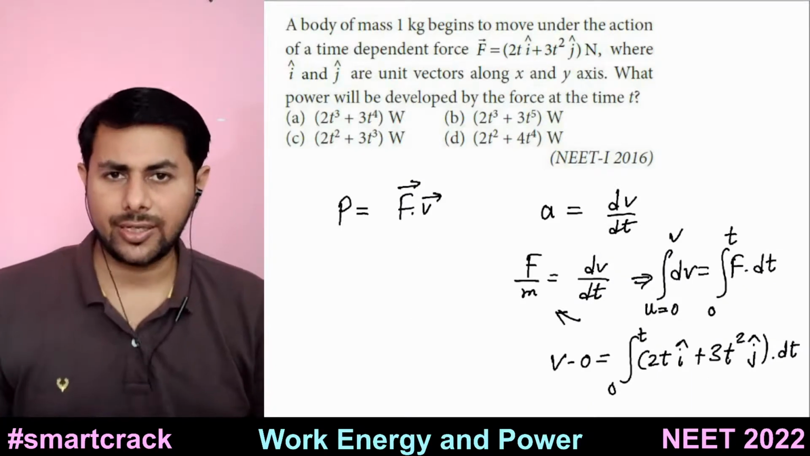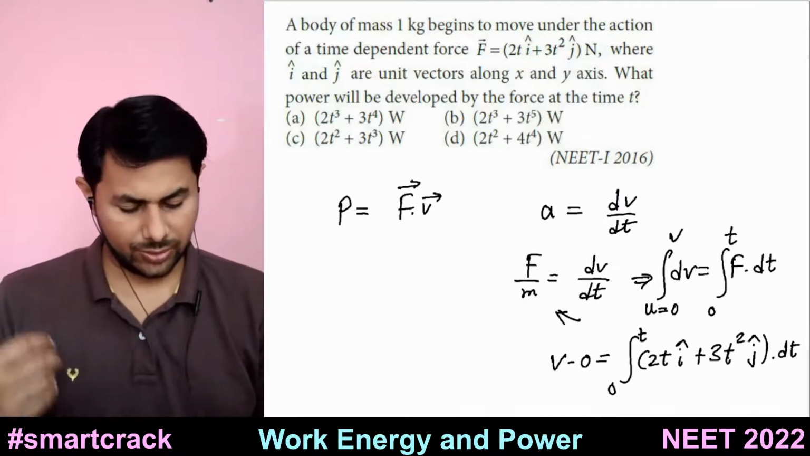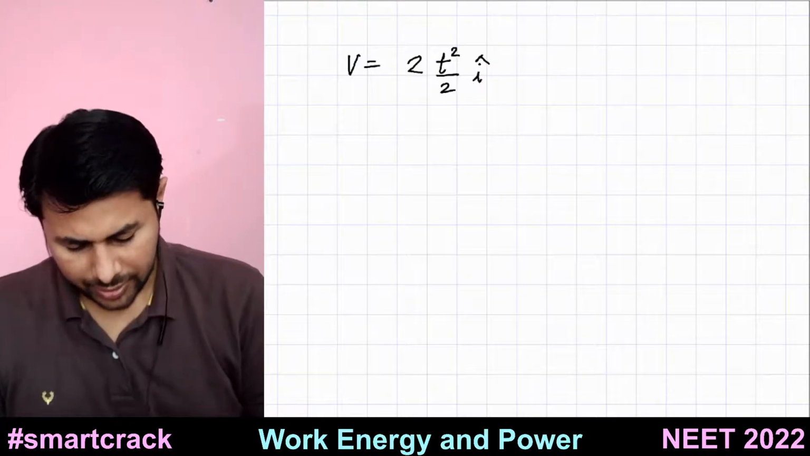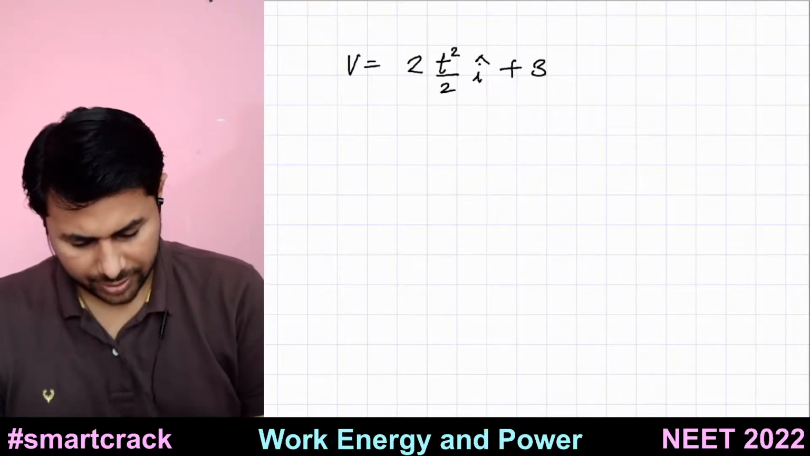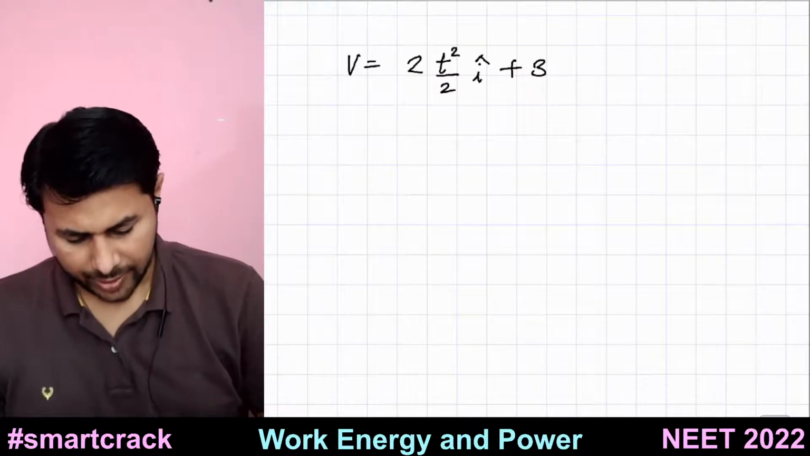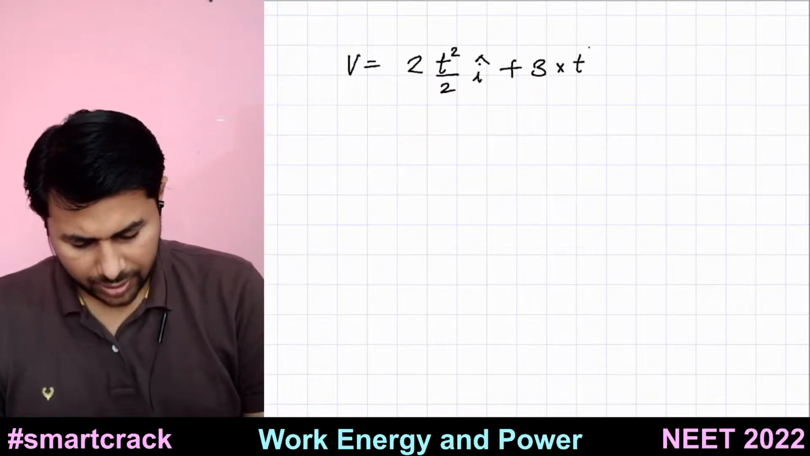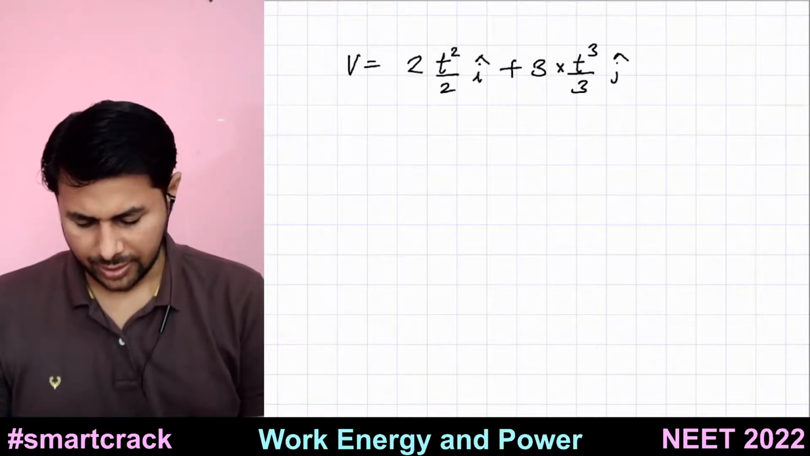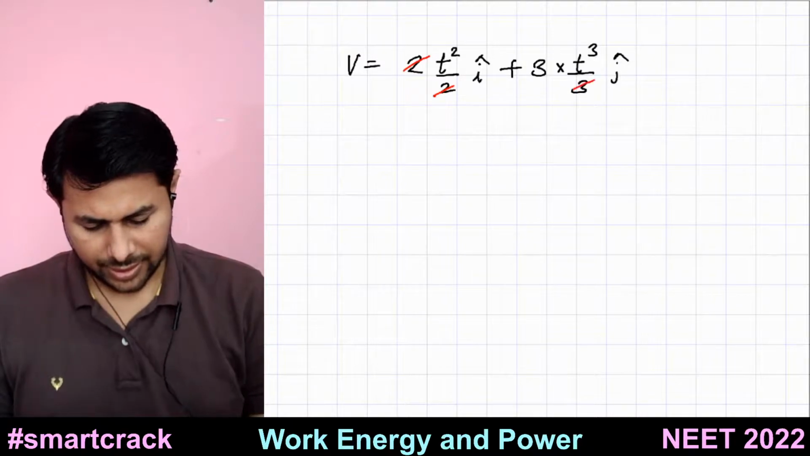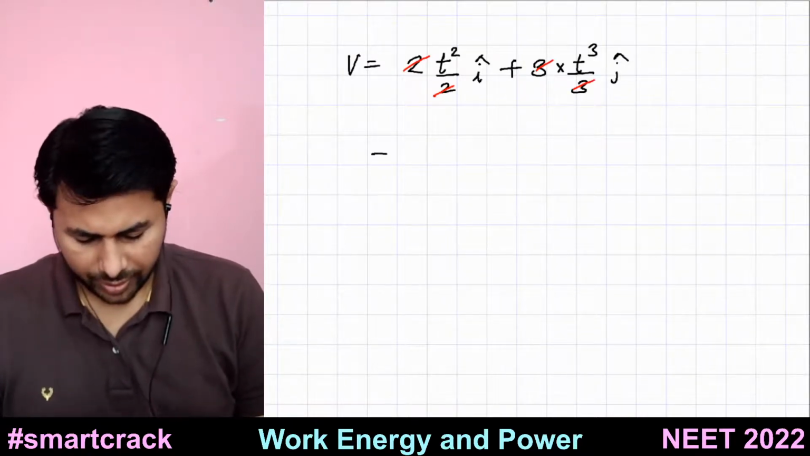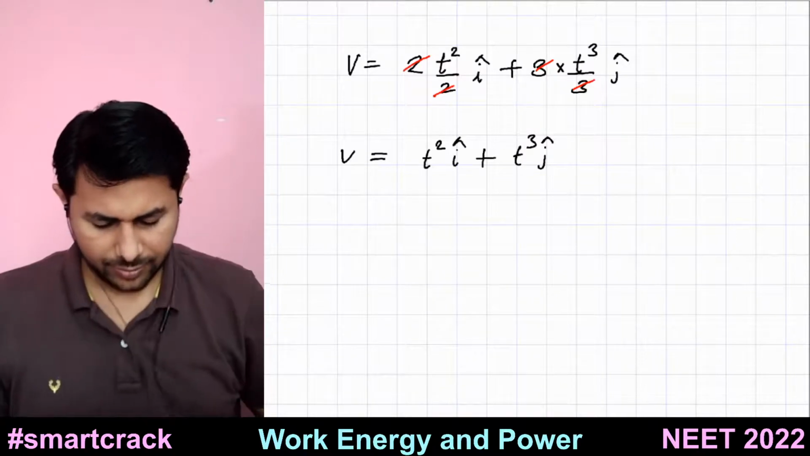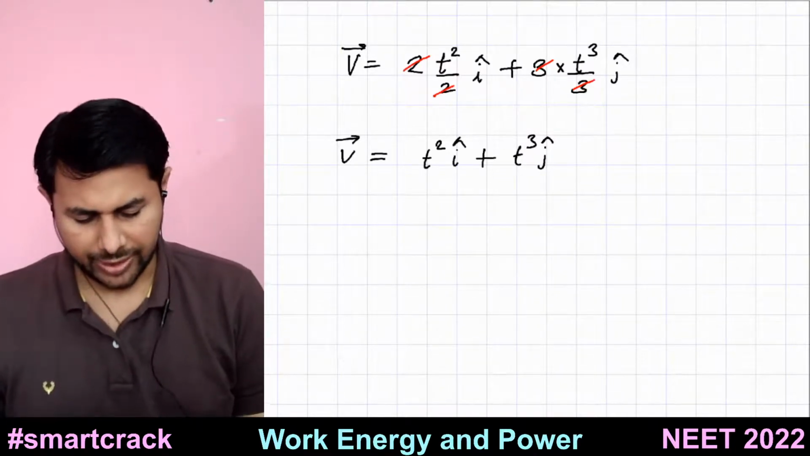So 3 we can take outside. It will be the integral of t square. The integral of t square is t cube upon 3. So it is plus 3 times this, with a plus sign in between. Yes, plus 3 into t cube upon 3 times j cap. Okay, this is the velocity. And this 2 and 2 get cancelled, 3 and 3 get cancelled. So we have t square i plus t cube into j cap. Okay, this is your velocity, v vector.